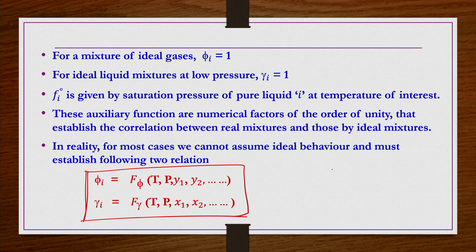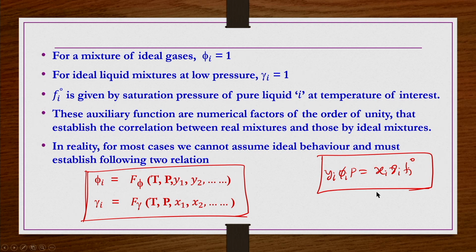For two phases, yi phi i P is equal to xi gamma i fi naught. If you want to solve this equation for a non-ideal system, you should know phi i and gamma i. Only then can you solve this equation and get xi and yi, that is, how the ith component is distributed between the two phases at equilibrium. You can calculate that only when you know what phi i and gamma i are, and we understand these are functions of temperature, pressure and composition.